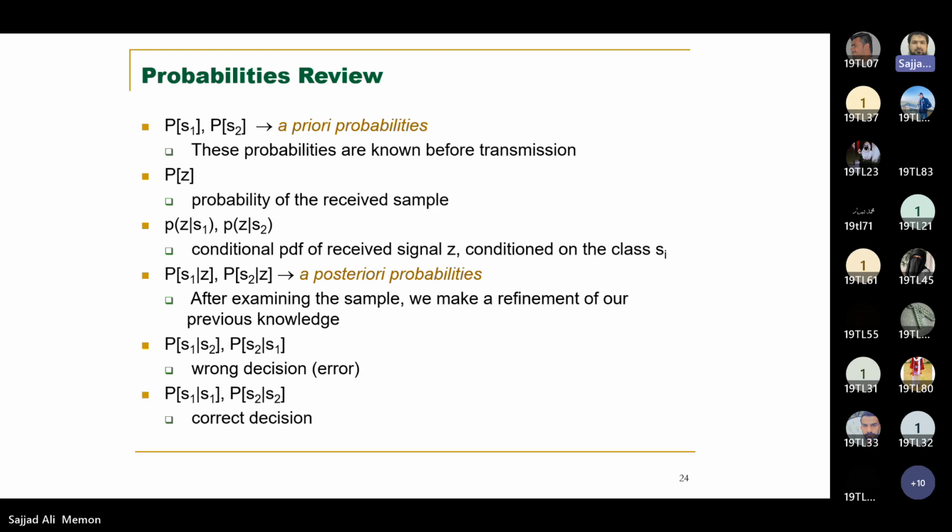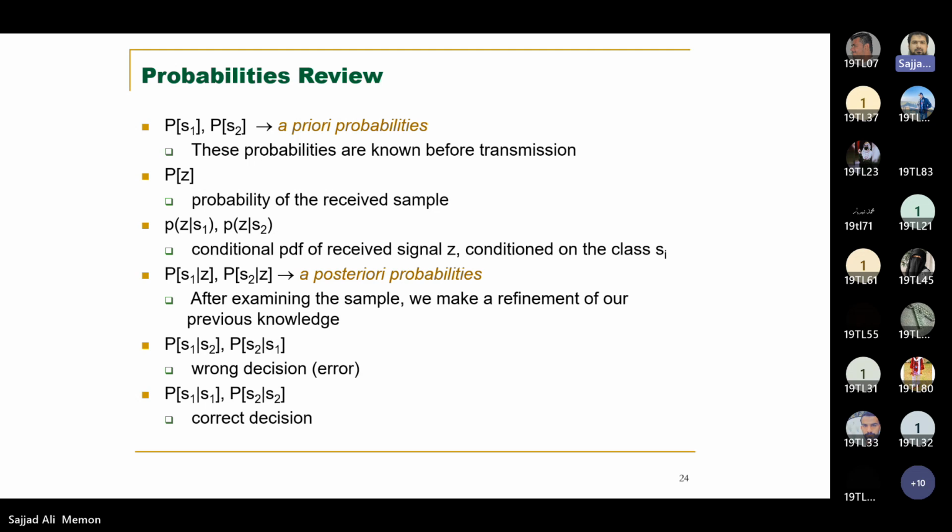But when you do this for a certain time, like 10 times or 20 times, then you will have the real probability, and we call that a posterior probability. A posterior probability can be determined after examining the sample. We make a refinement of our previous knowledge.